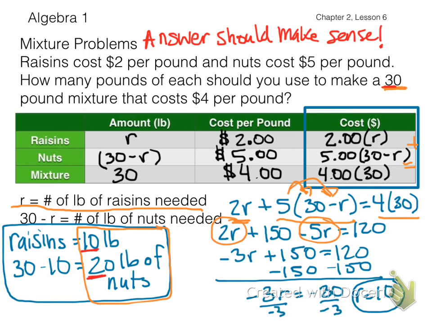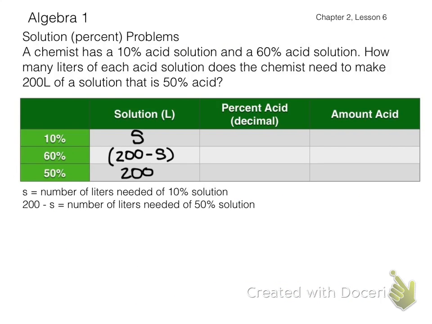Okay, last slide. Okay, so this is a percent solution problem. And anybody who's going to go into science and chemistry, let me tell you, you need to know how to do these problems for Intro to Chemistry. So anybody who takes chemistry in high school, you're probably going to need to know how to do this. If you take chemistry in college, you're definitely going to need to know how to do this. So pay attention.